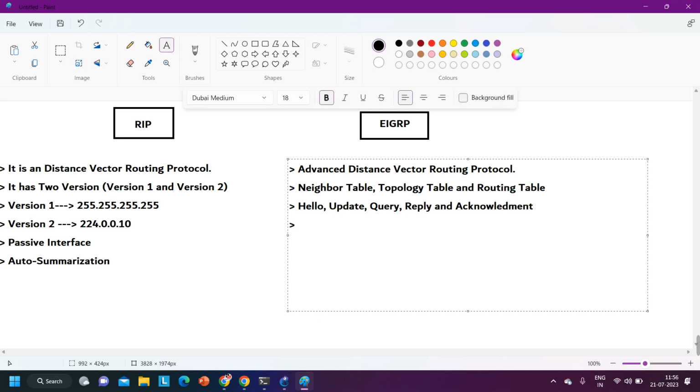EIGRP sends its multicast messages on what address? 224.0.0.9. Guys, it is a very important multicast address. So always keep in mind the multicast addresses of all routing protocols. So these are the things which you need to keep in mind.